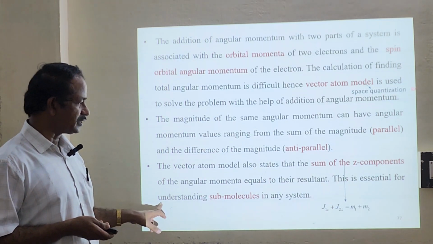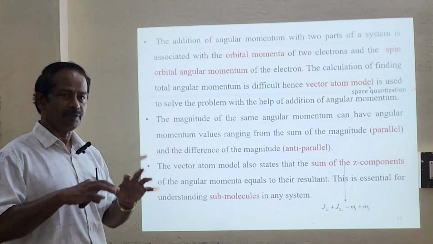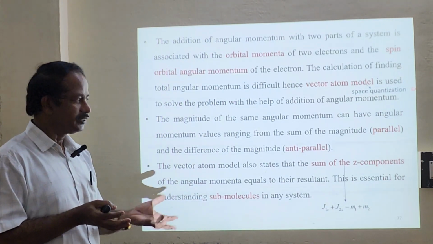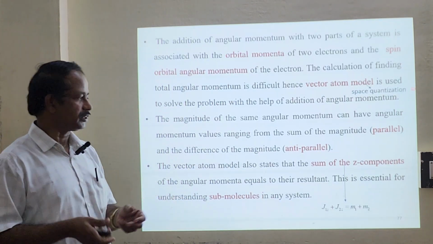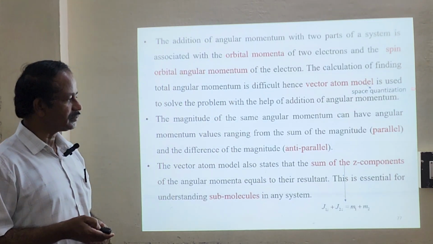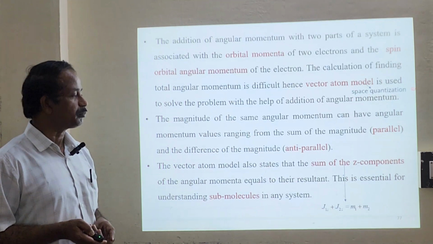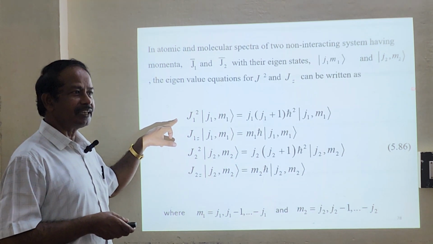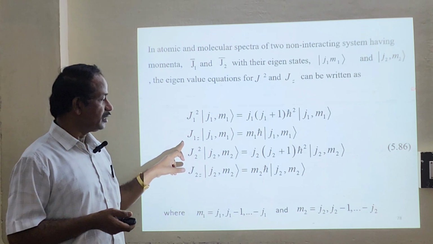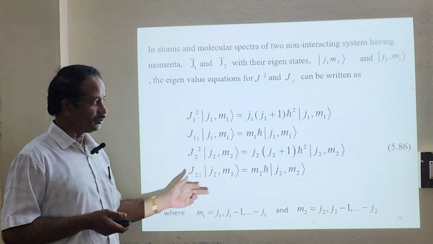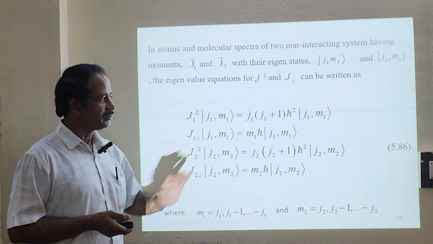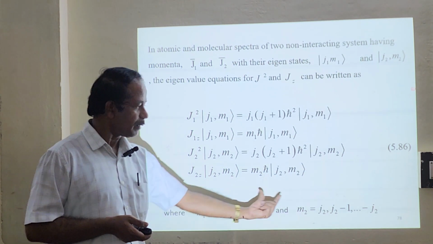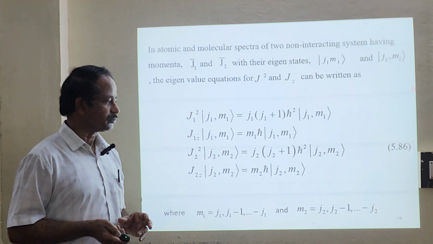So this is essentially for understanding the subsystems in any system. Of course, we will have a collection of electrons, so we need only the total angular momentum of all the electrons. We need to study the total angular momentum, no other way. So J1z plus J2z will give you M1 plus M2, and these things we know already. We know the eigenvalue equations of J1 squared and J1z, J2 squared and J2z. The eigenvalues are given by this expression, and the limitation is that M1 goes from minus J1 to plus J1, and M2 goes from minus J2 to plus J2.